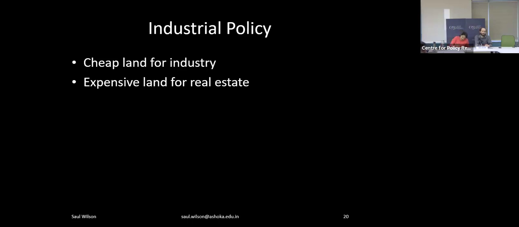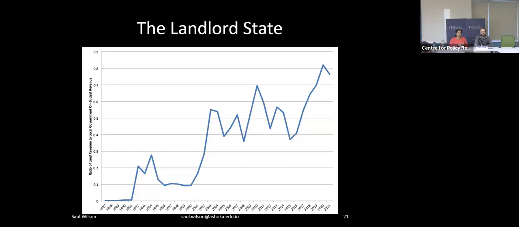They don't have to charge much when they give land to industry, but they can charge quite a bit to real estate developers and use that to pay for the cost of expropriating land for industry. Next slide. And so this combines to result in a huge amount of revenue from land sales. So this is the ratio of land sales revenue to on-budget tax revenue, tax and fee revenue.